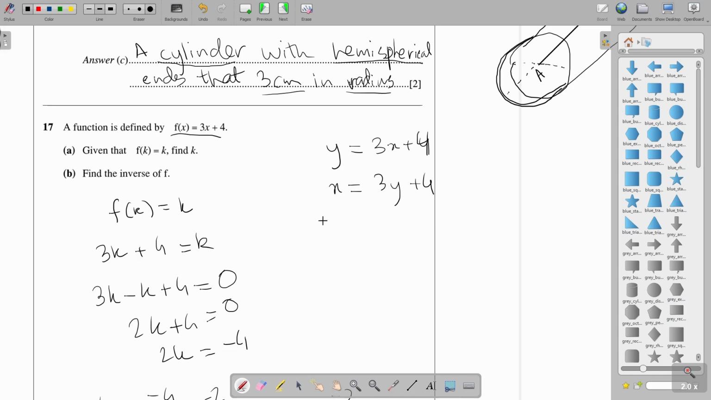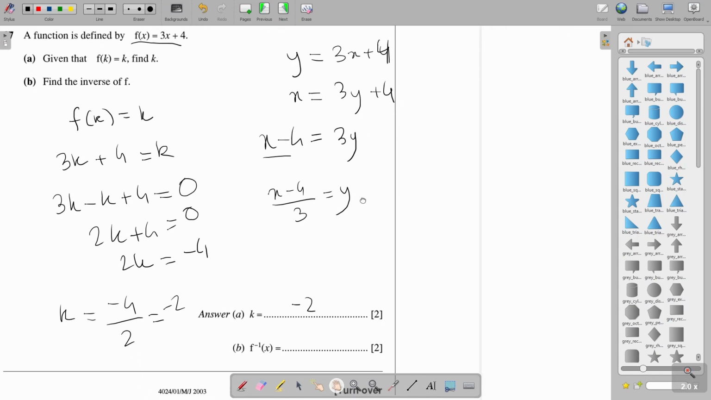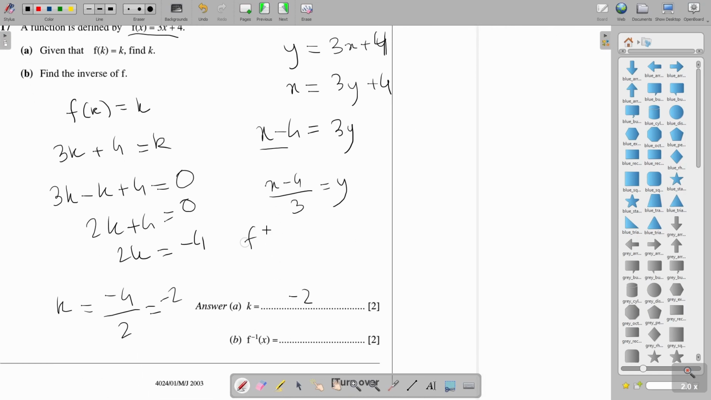So to make y the subject, I'm going to subtract 4 from both sides. That's going to be x minus 4 is equal to 3y, and then divide both sides by 3. That's going to be x minus 4 over 3 is equal to y, which is the inverse of our function. So f inverse of x is just going to be x minus 4 over 3, and that's simply how you inverse a function.